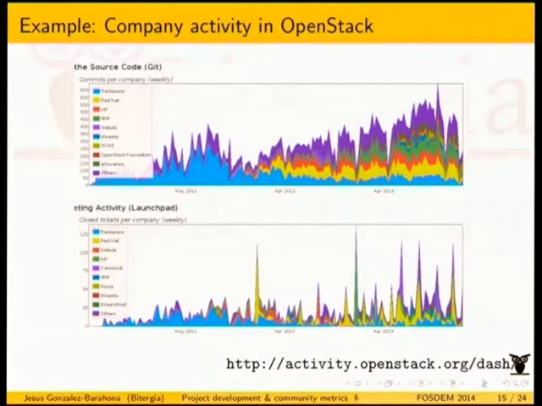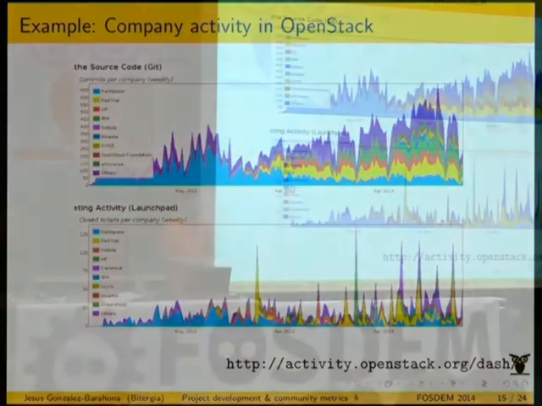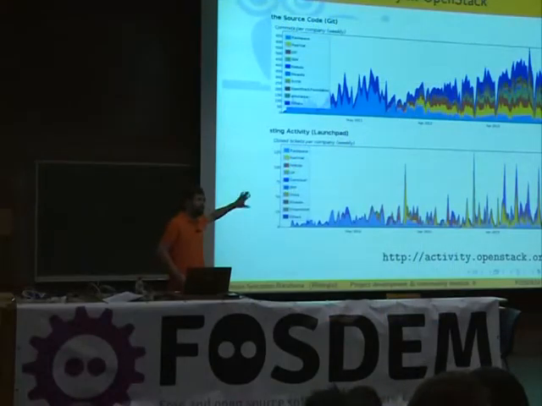Now let's move to the second part of the talk. So let's assume that you can do that for GitHub, etc. What can you really do with these kind of things? So these are four or five examples of what we have been doing for some of the customers of the company. This is for OpenStack.